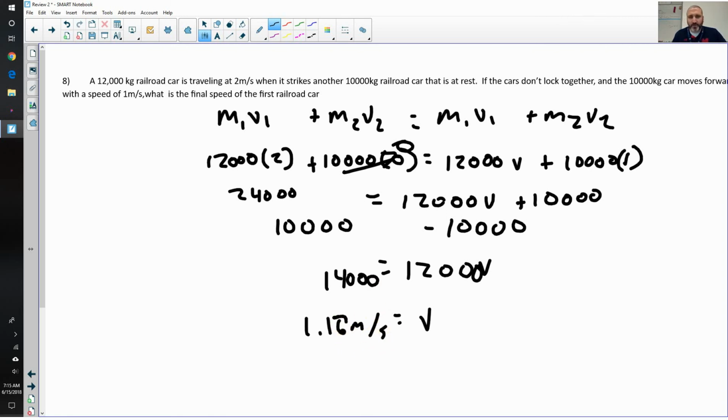1.16666, so 1.17 meters per second. I hope that made sense. Let me try and fix this. 1.17 meters per second is my final velocity. So that's good. I hope that made sense.